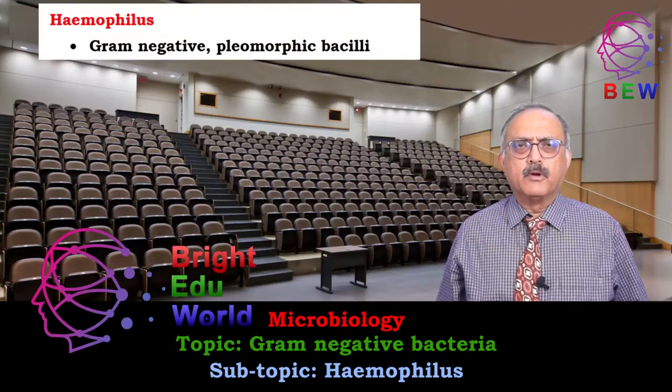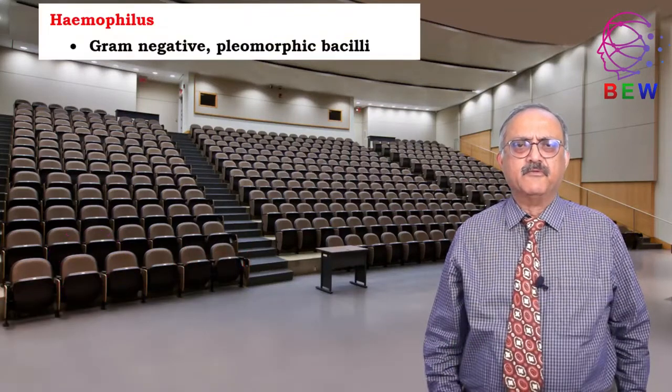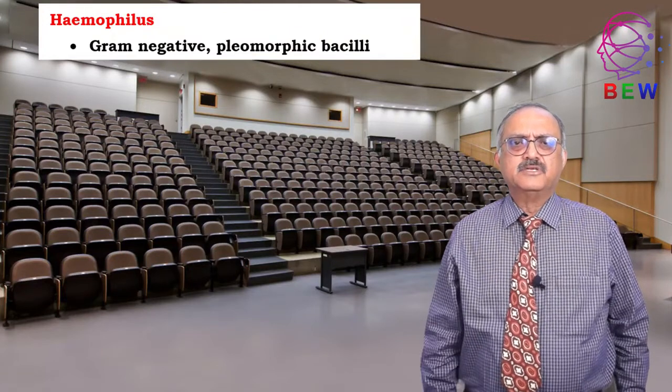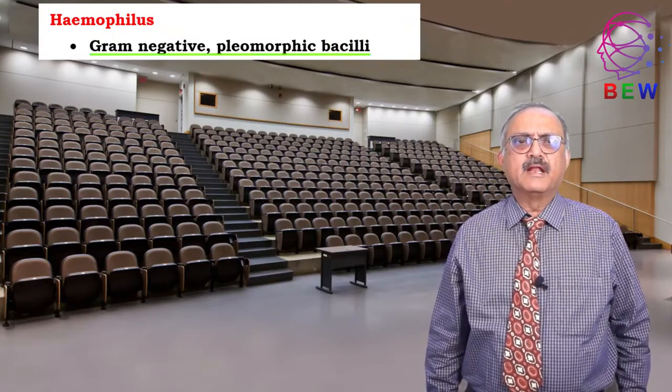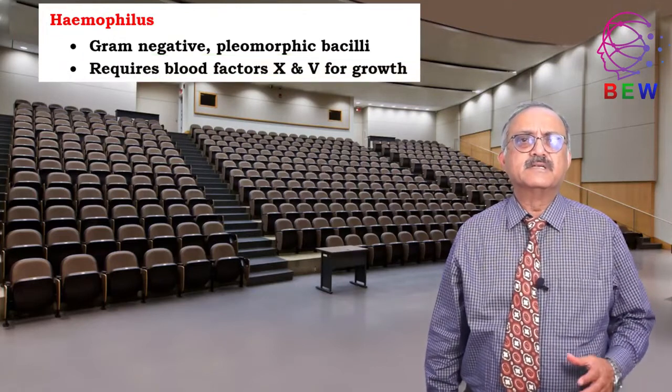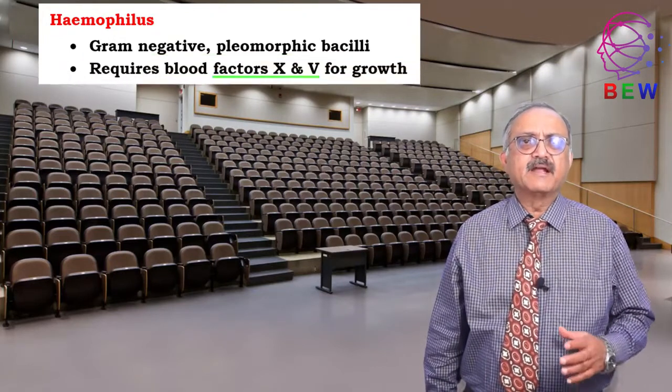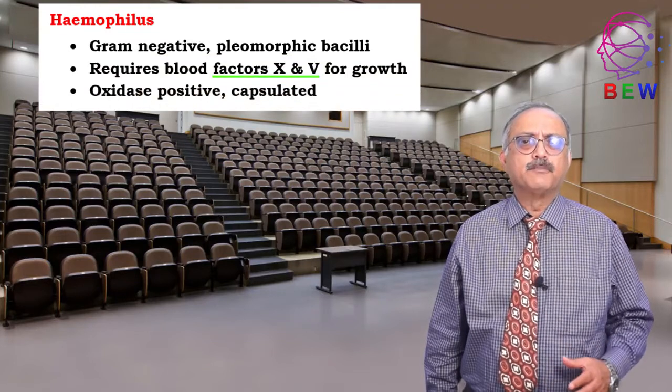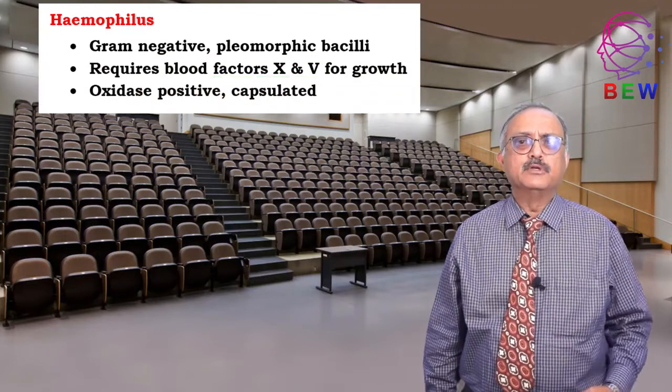Today we'll be talking about another important organism, Hemophilus. General consideration: it's a pleomorphic gram-negative bacilli. It requires special growth factors present in blood, factor 10 and factor 5. It is oxidase positive and it is capsulated.